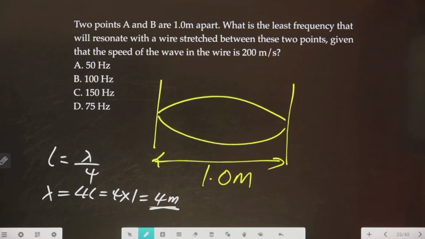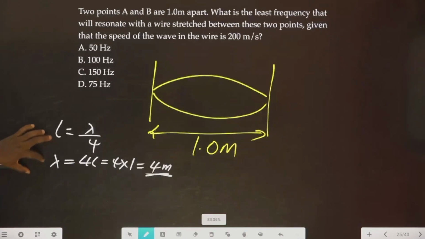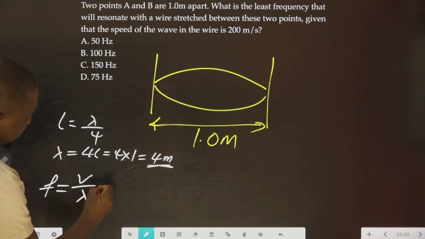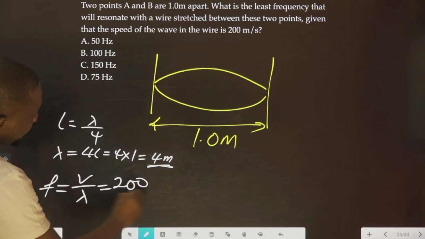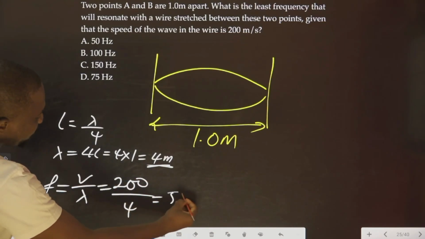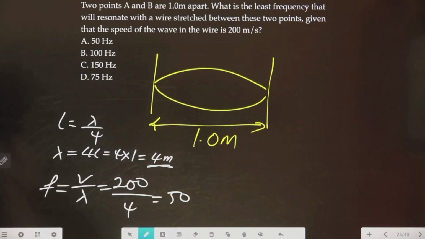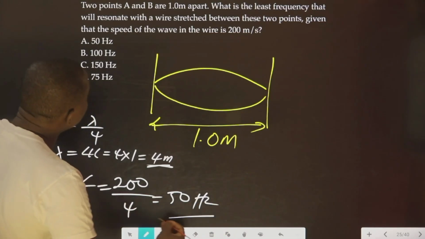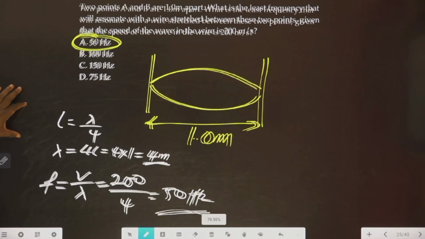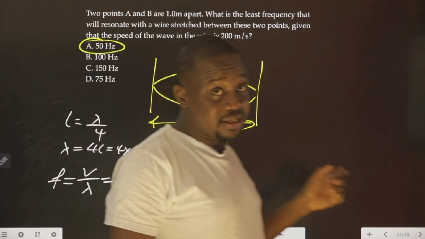Okay? The next thing we need to do now is to know that frequency is equal to velocity over wavelength. Velocity over wavelength. We are given the speed, which is actually 200 meters per second. We know this to be 4. You agree with me? If you divide this, you're going to have 50. That is 50 hertz. Which of them is 50? A is 50. Hope you understand this.